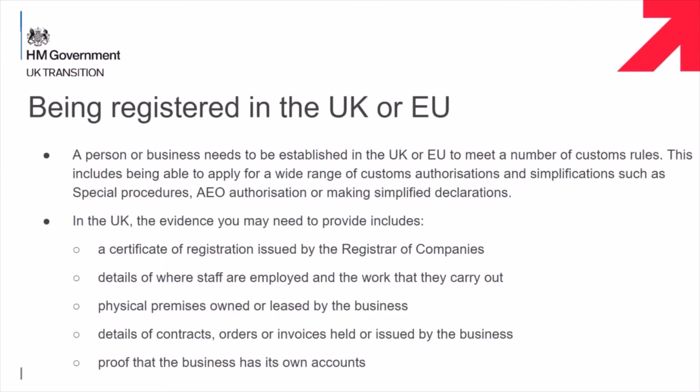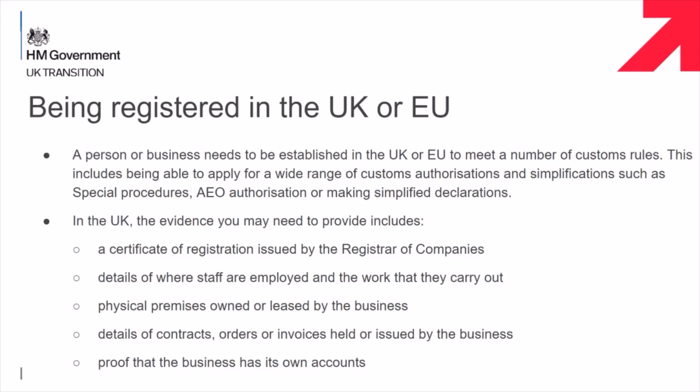Now, a person or business needs to be established in the UK or EU in order to meet certain customs rules. So this includes being able to apply for various authorisations and simplifications. So, for example, special procedures, AEO authorisation, or being able to make simplified declarations.